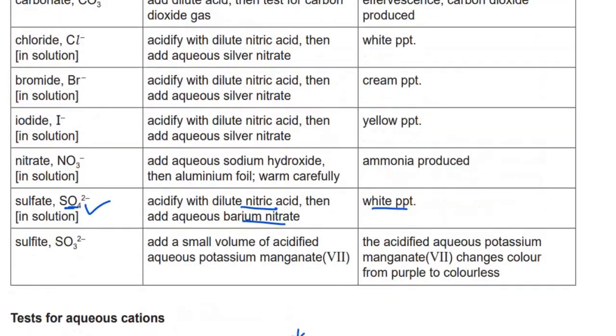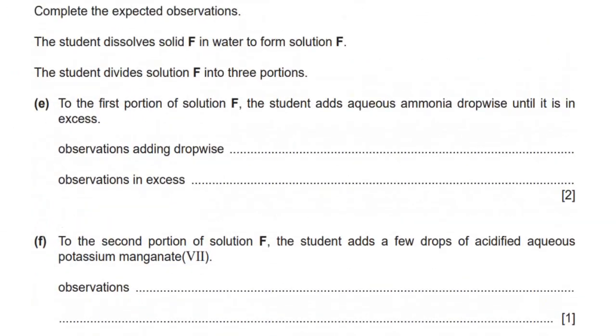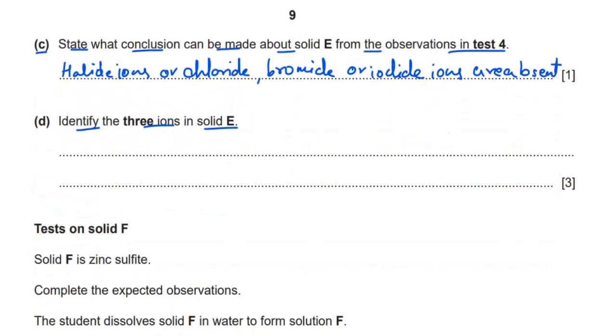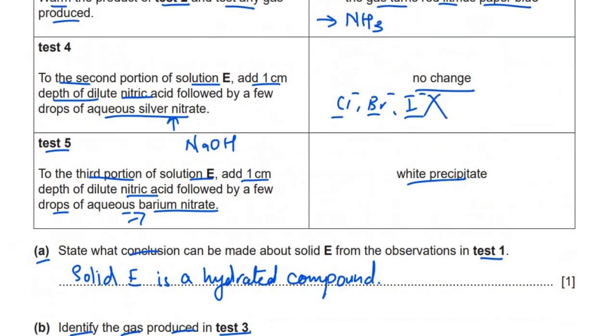So you can conclude from the observations and the tests that the 3 ions present in solid E are: ammonium ion, NH4 plus, or you can write the formula; ferric ion, that is Fe3 plus; and sulfate ion, SO4 2 minus. This is the test we had observed here. You can also see once again that the nitric acid and barium nitrate give white precipitate.